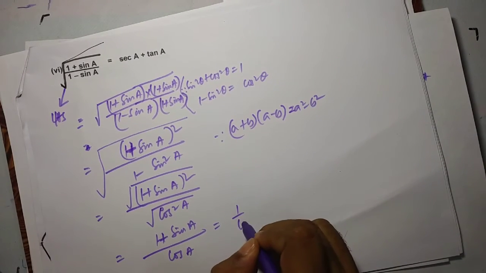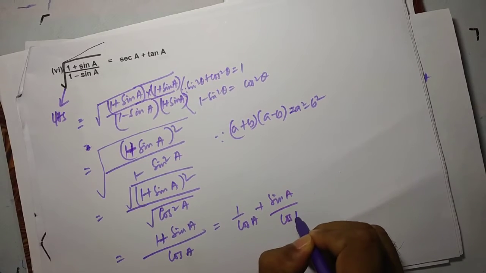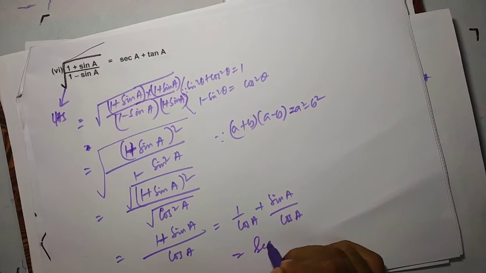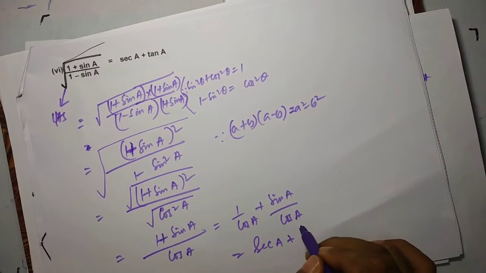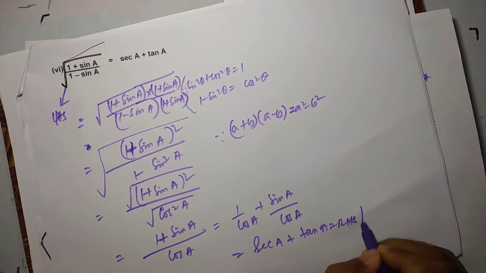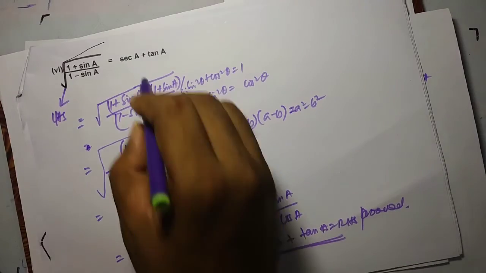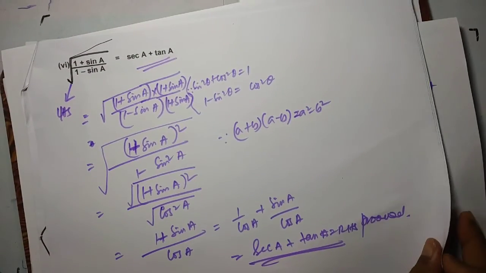So this is 1 over cos A plus sin A by cos A. So this is sec A plus sin by cos, this is tan A. So this is the RHS proved, right? Correct?